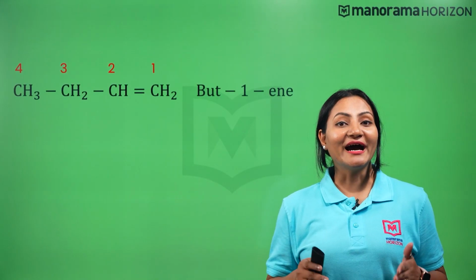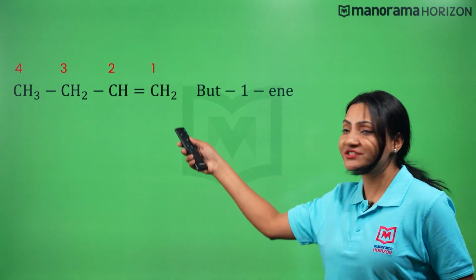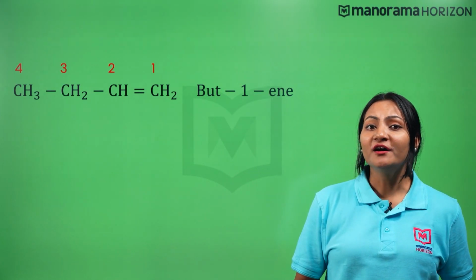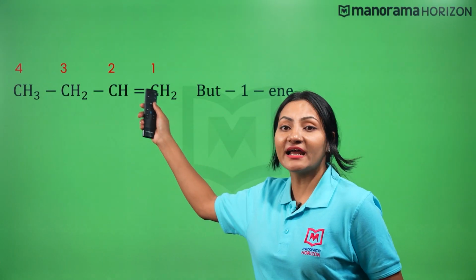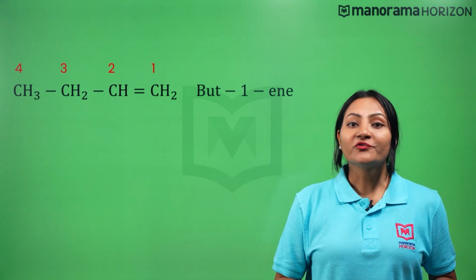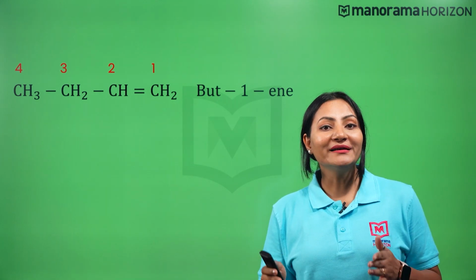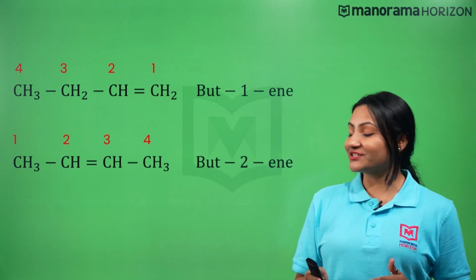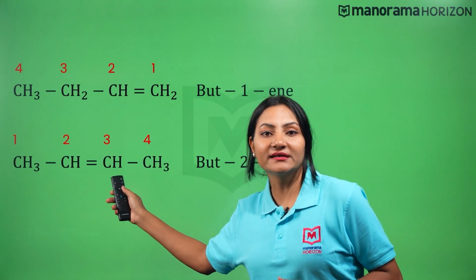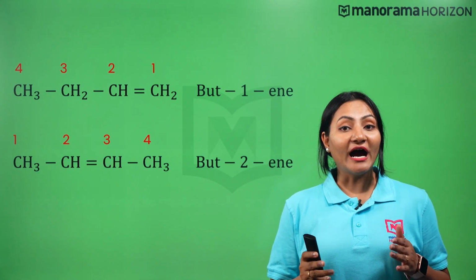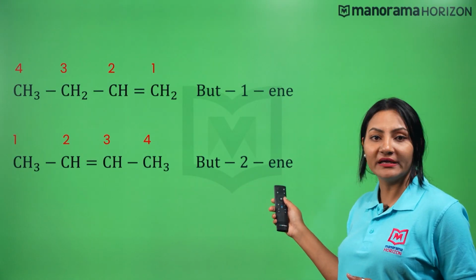Let's find the IUPAC names of a few compounds. In the first structure given here, there are 4 carbon atoms and the double bond is between the first and the second carbon atom. So, the IUPAC name of the compound will be but-1-ene. And in the second structure, the double bond is between the second carbon atom and the third carbon atom. Therefore, the IUPAC name of this compound will be but-2-ene.